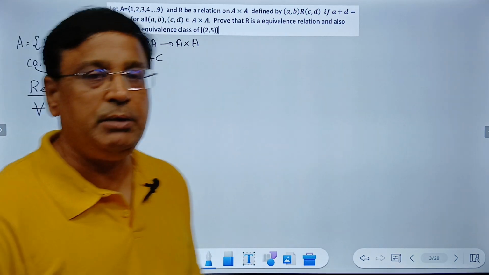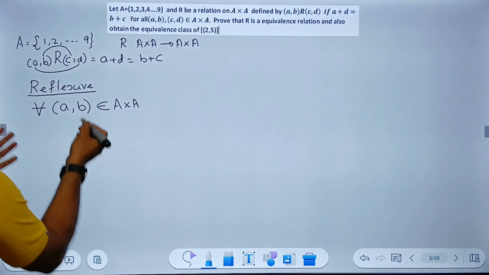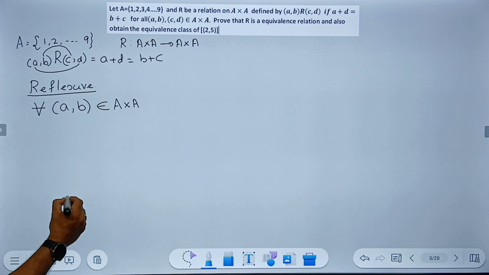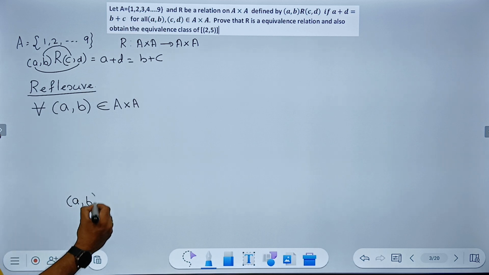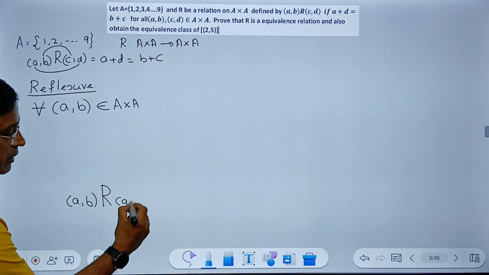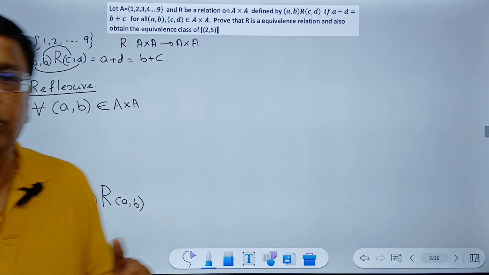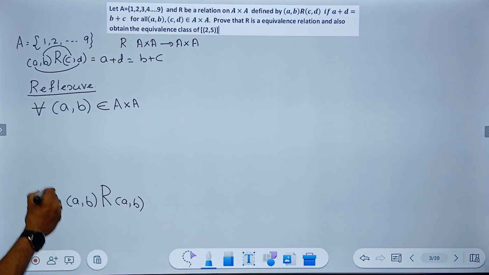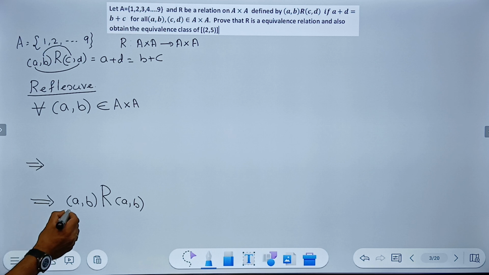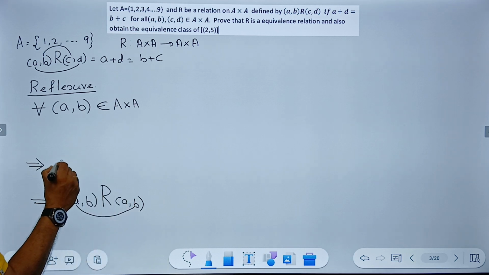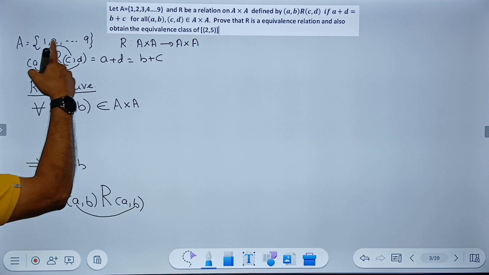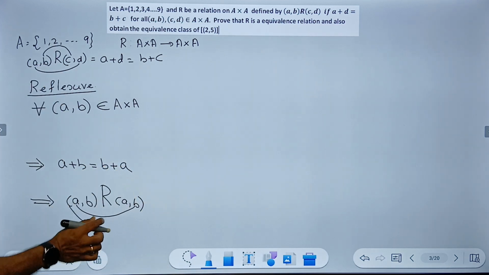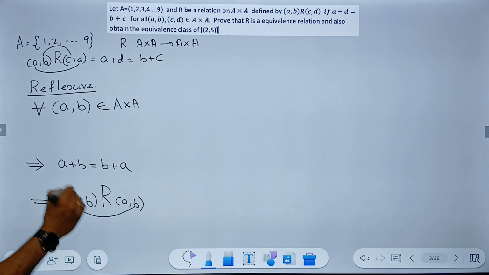For every (A, B) belongs to A cross A, well, I don't know what to do after that. So I have a different way of doing these problems. I go backwards. What do I want to prove? I want to prove (A, B) is related to (A, B). If I am able to prove that (A, B) is related to (A, B), I can say it's reflexive, isn't it? Now this is what I want. If I want this, what should have been my previous step? By the definition, A plus B should be equal to B plus A, correct? A plus B equal to B plus A, correct?